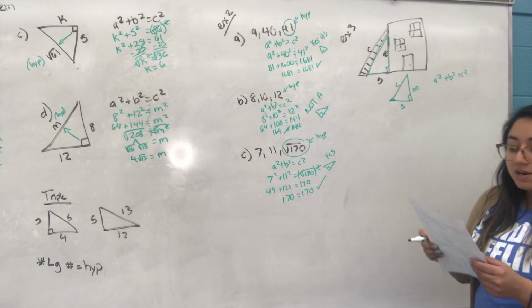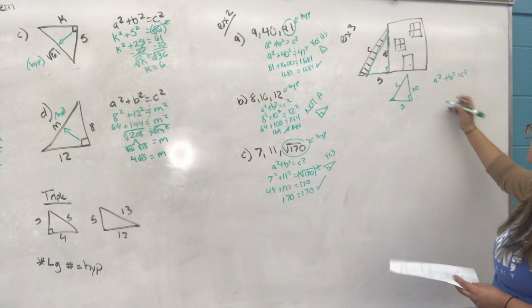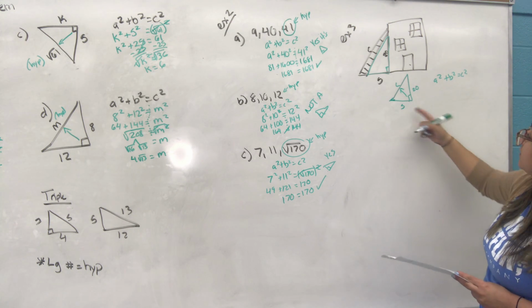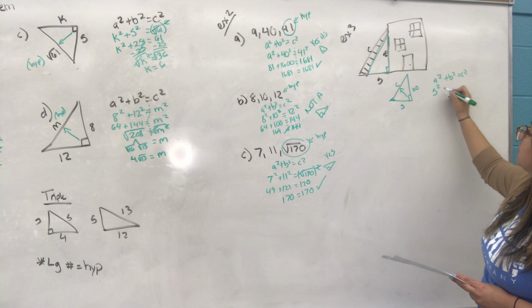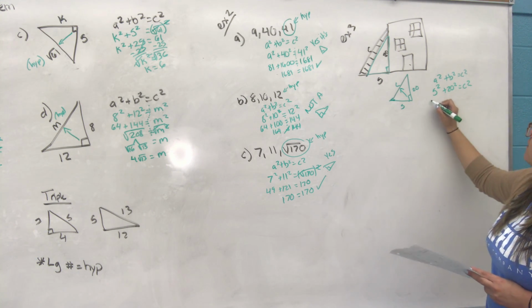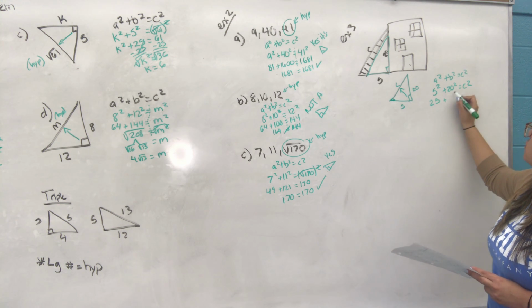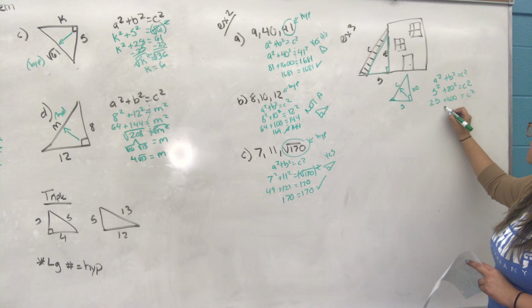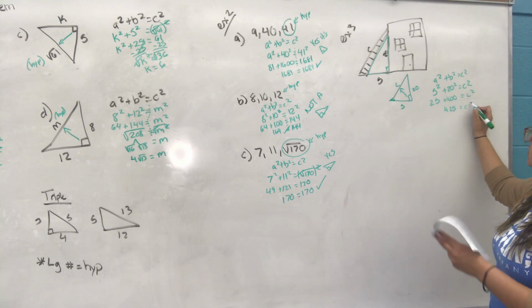For these type of problems, they love using word problems for this. So now, C is considered your hypotenuse. So everything else is your sides or your legs. So 5 squared plus 20 squared is equal to C squared. 5 squared is 25, 20 squared is 400, and C squared is just C squared. Now you have 425 equals C squared.